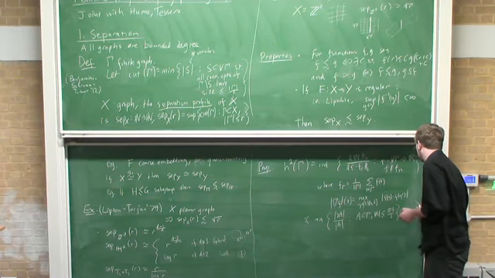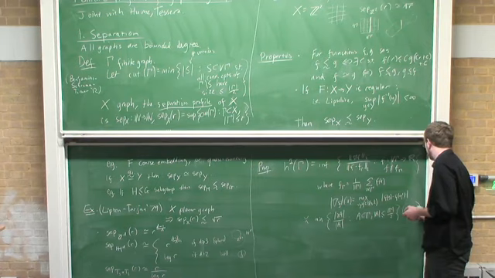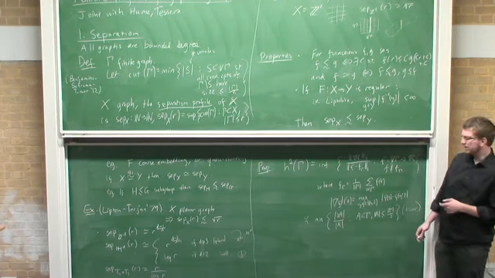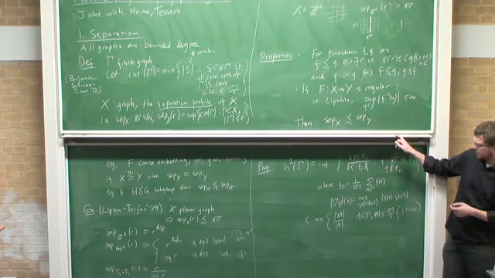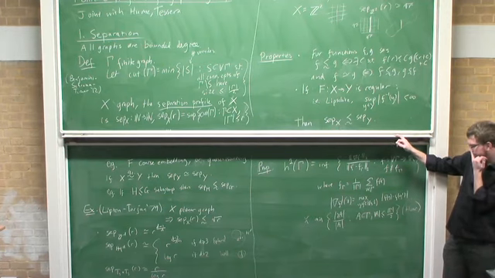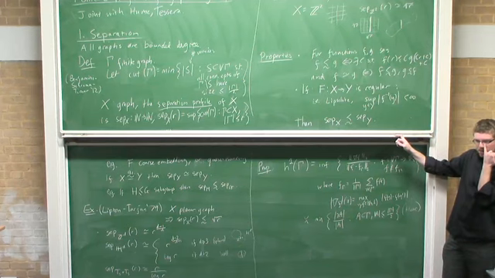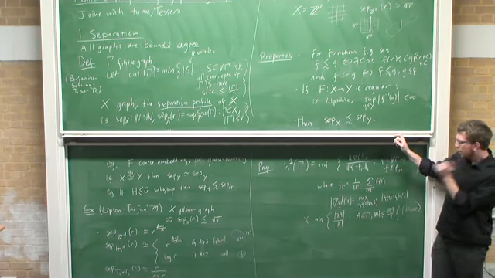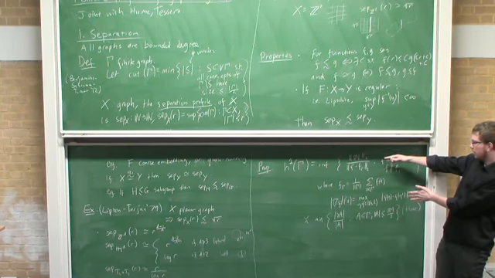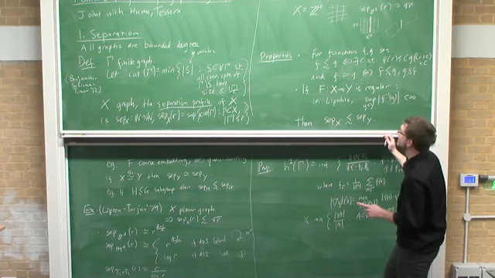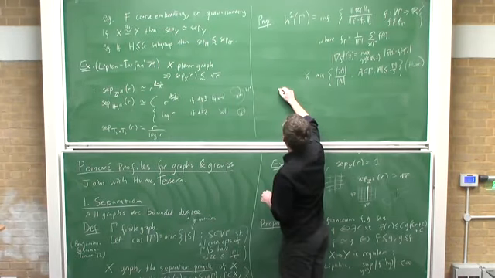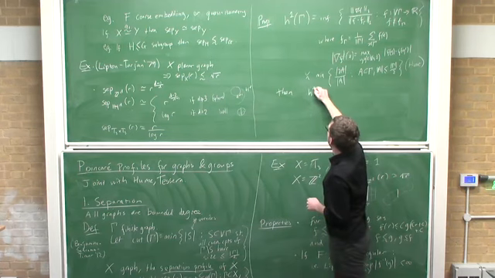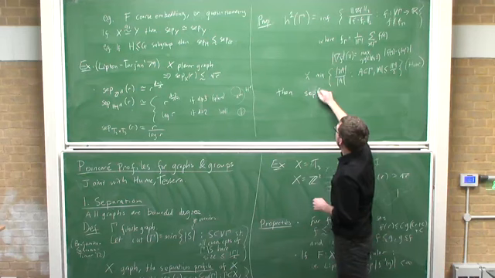So David used this observation when he was looking at expanders in graphs. He showed that the separation is sublinear if and only if you don't contain an expander as a subgraph. Anyway, so that's not a proposition, that's a definition. So the proposition is that here's another way to calculate the separation.